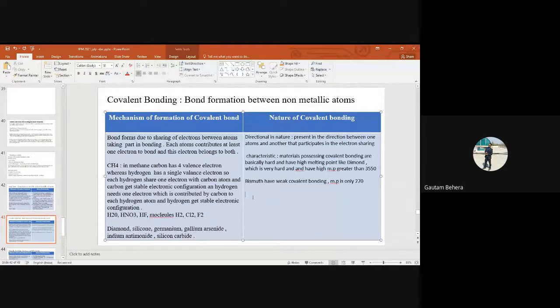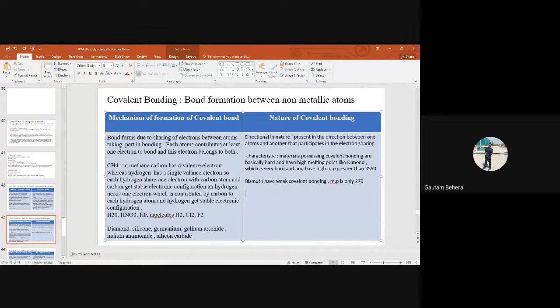right? So the best example is methane, CH4. In case of methane, one carbon atom is there and 4 hydrogen atoms are there, right? So you can understand in one carbon atom, we have 4 valence electrons, right? To acquire this stable electronic configuration, it needs 4 electrons. So somebody has to share 4 electrons with carbon. So these 4 hydrogen atoms will each share an electron with the carbon atom.